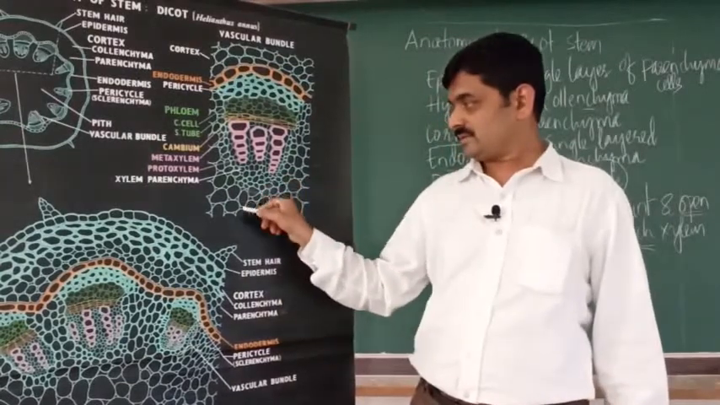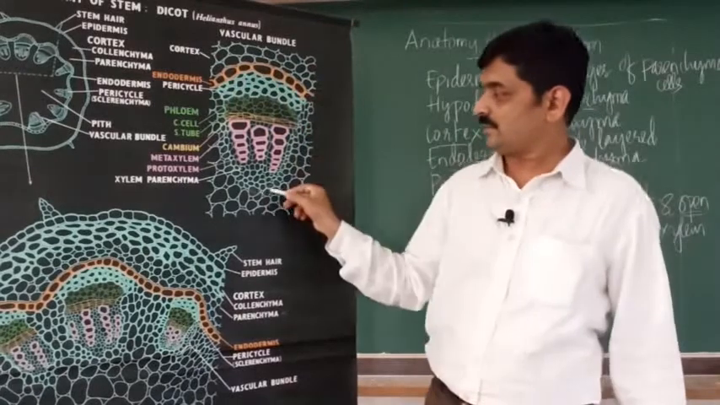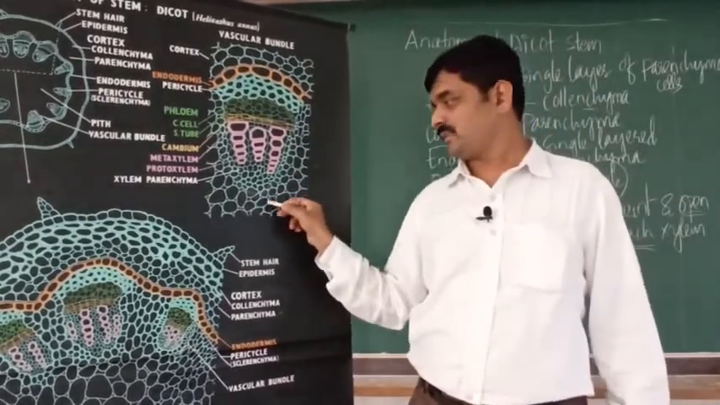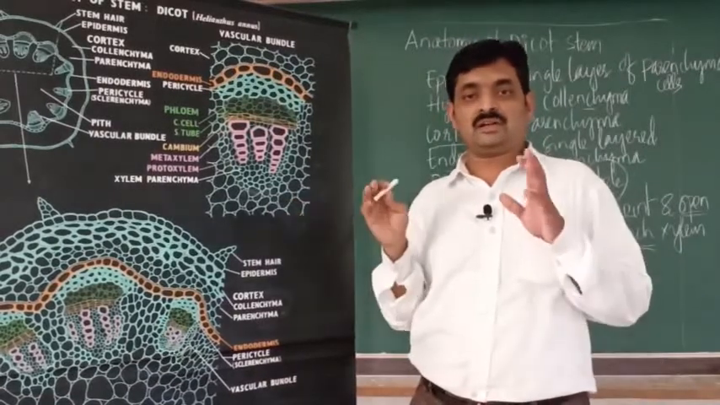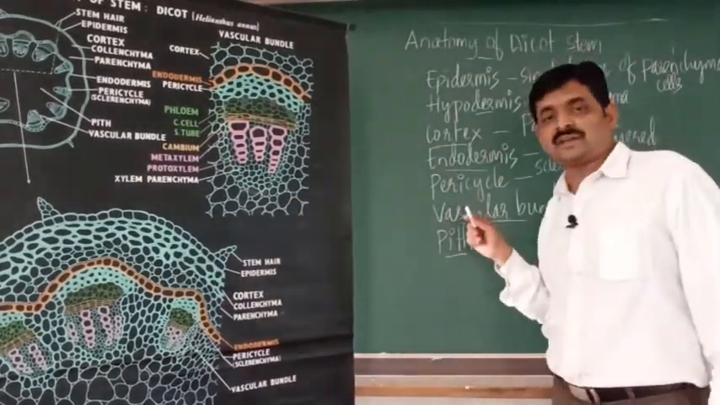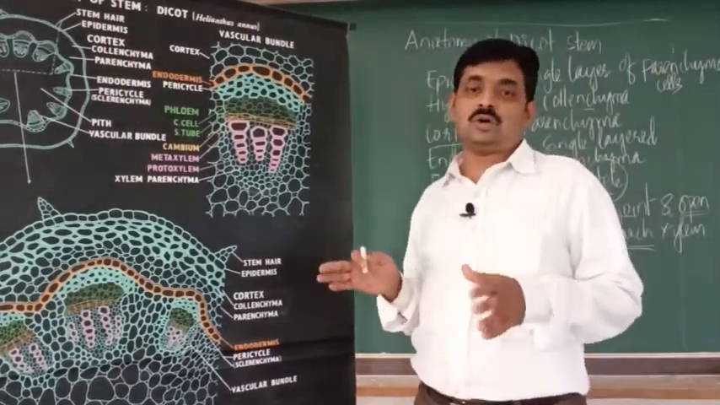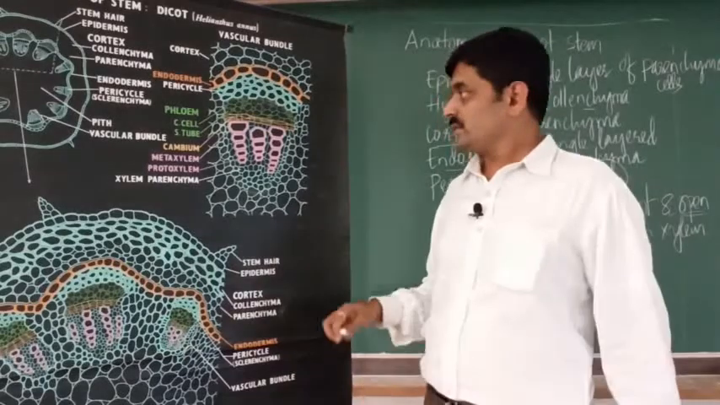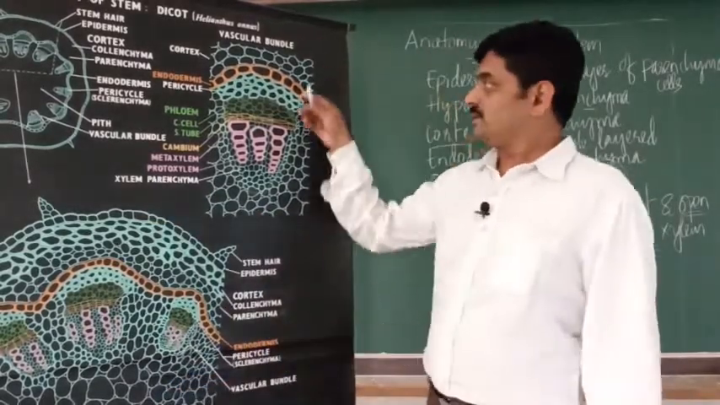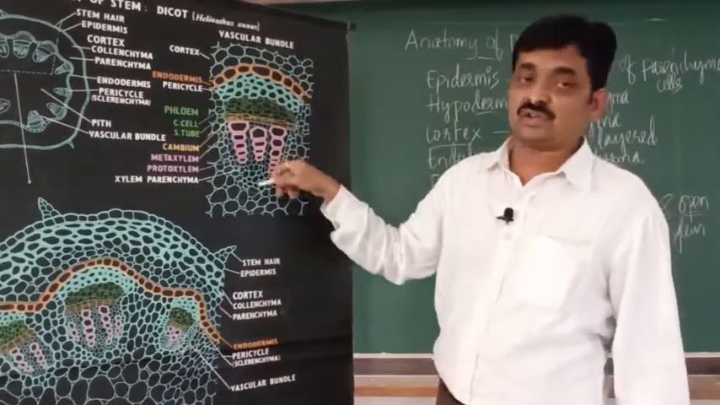And here, this is one vascular bundle, and below that you find these parenchyma cells. They form the pith, which is located in the center, right? So the last part is pith, composed of parenchyma cells, located in the center of the stem. So that is the complete section of dicot stem. This is one single vascular bundle.